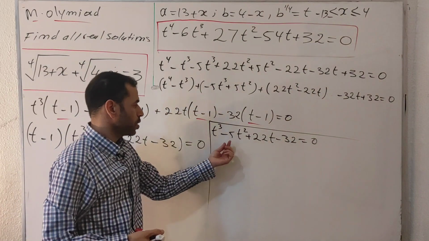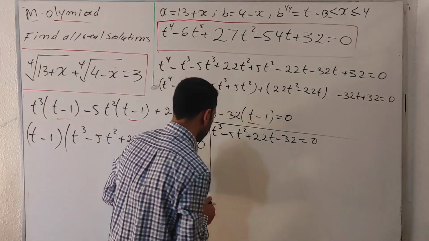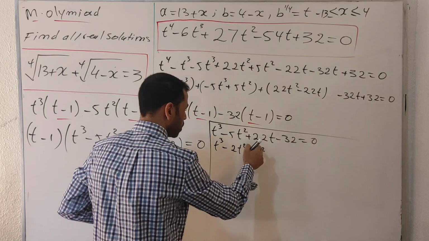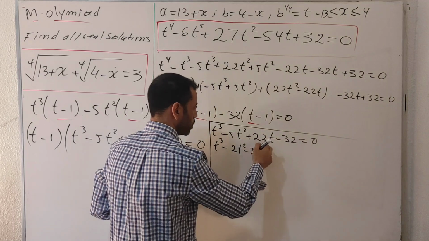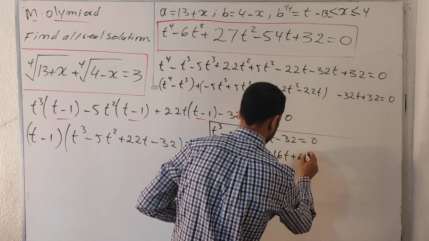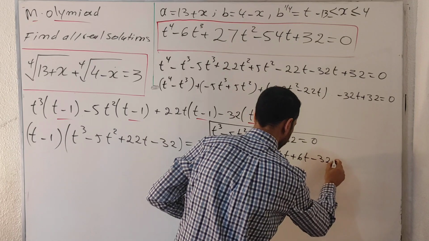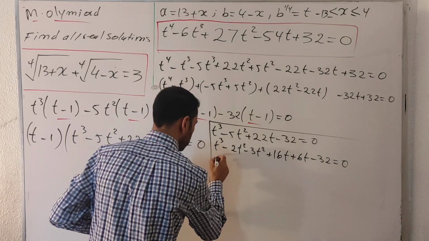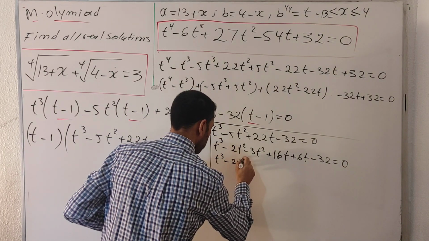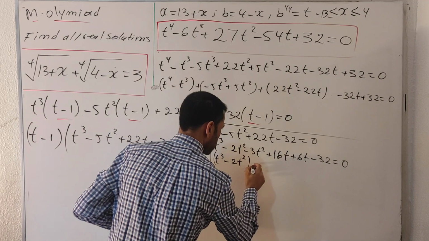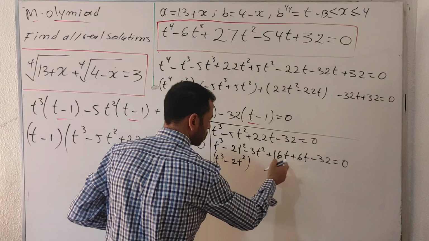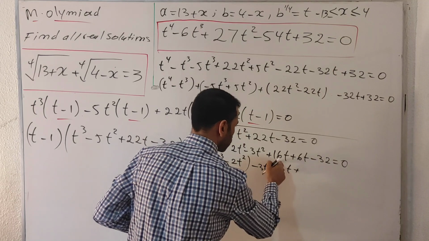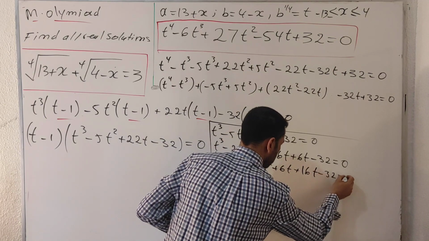So I'm going to split this minus 5 into two parts. I will get here t cubed minus 2t squared minus 3t squared. This 22 also becomes 16t plus 6t minus 32 equals 0. Now I'm looking for the common factor. So I group this t cubed minus 2 times t squared. The second term, I will group this one minus 3 t squared with plus 6t. The last one we'll have 16t minus 32 equals 0.